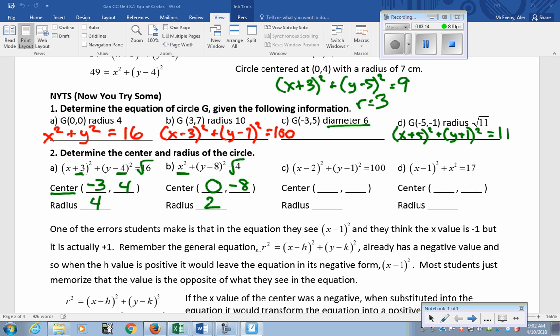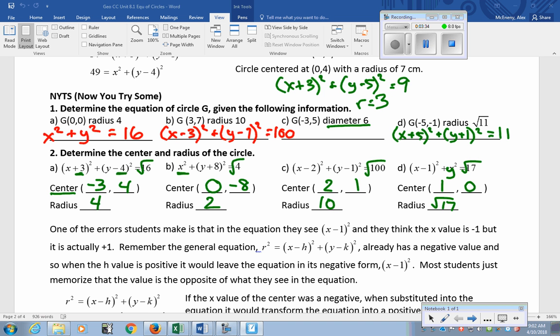Going to C, similar. This will be (2, 1). And the radius will be the square root of 100, which is 10. And then with this one, there's actually a mistake here. This should be a y. This would be (1, 0). And then if you don't get a square root that's a whole number, like this one, you can just leave it as that square root.